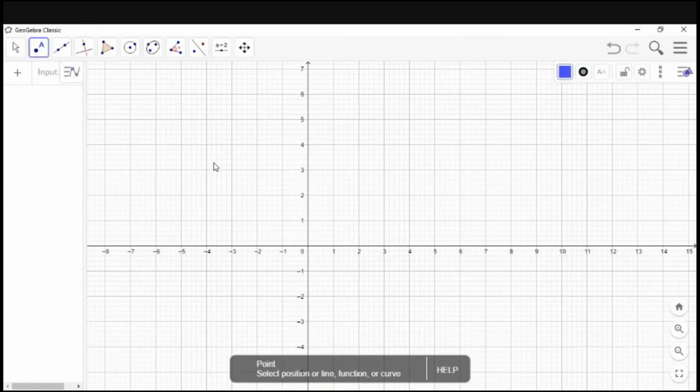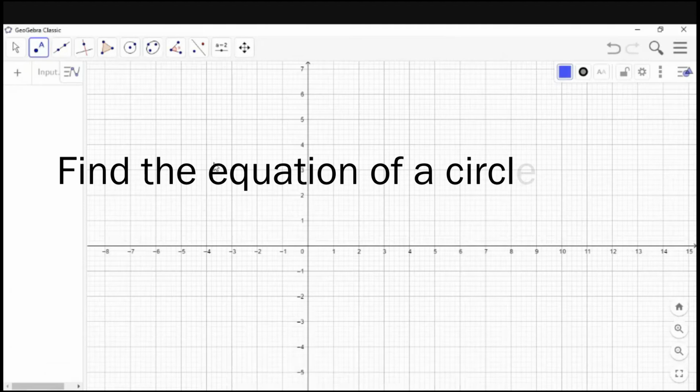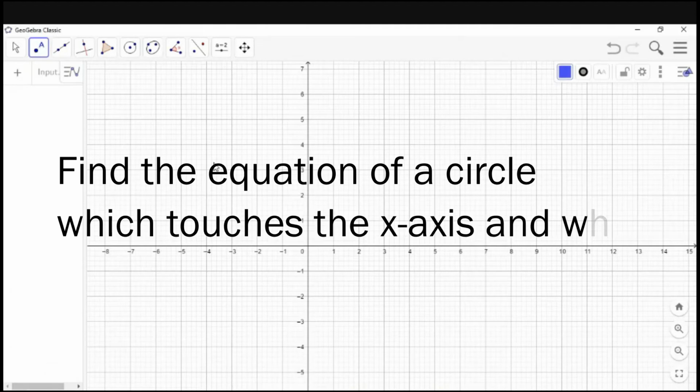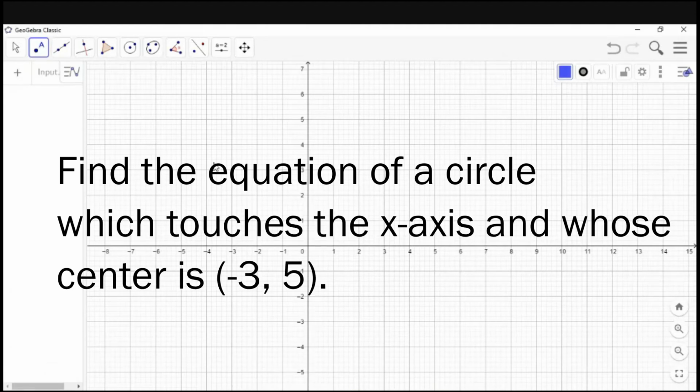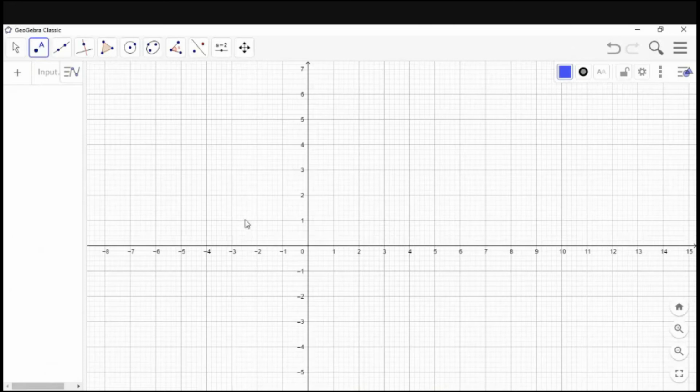For example number 2, we have: find the equation of a circle which touches the x-axis and whose center is negative 3, 5. So again, let us plot the given that we have. So according to the problem, the center of our circle is at negative 3, 5. And another information from the problem is that it touches the x-axis. This is the entire x-axis. So where could the other point be if it touches the x-axis?